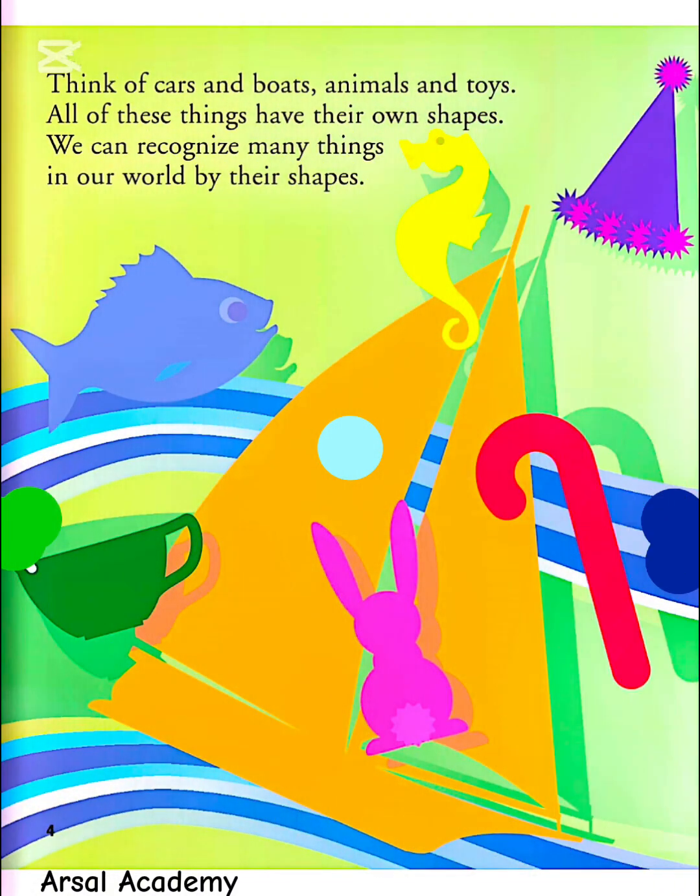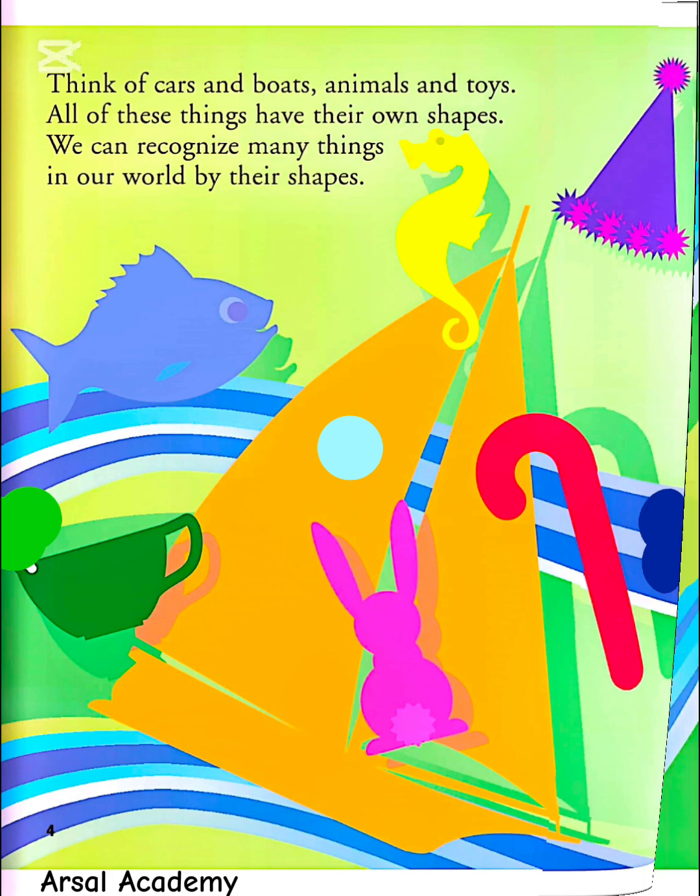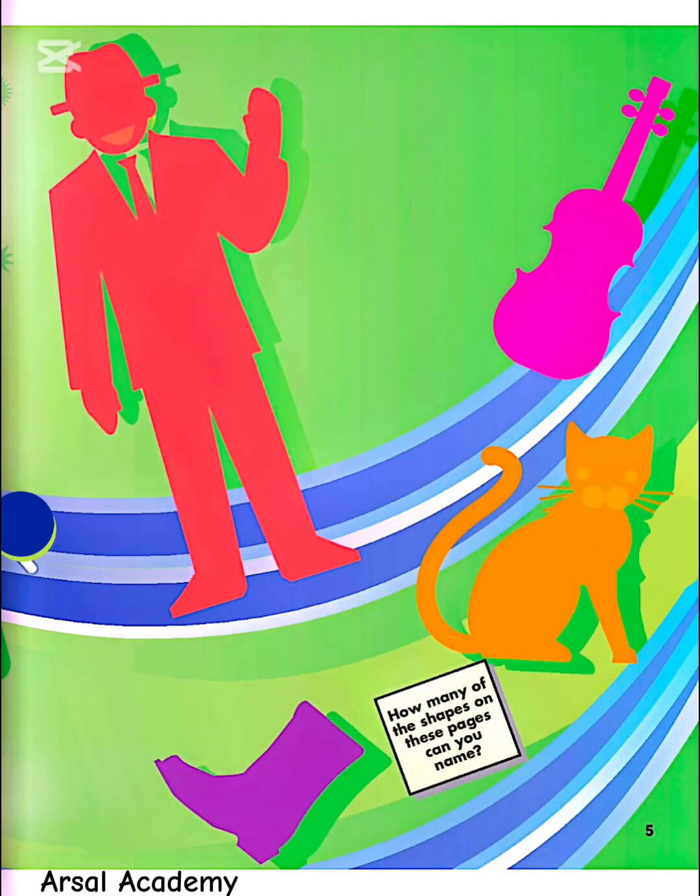Think of cars and boats, animals and toys. All of these things have their own shapes. We can recognize many things in our world by their shapes. How many of the shapes on these pages can you name?